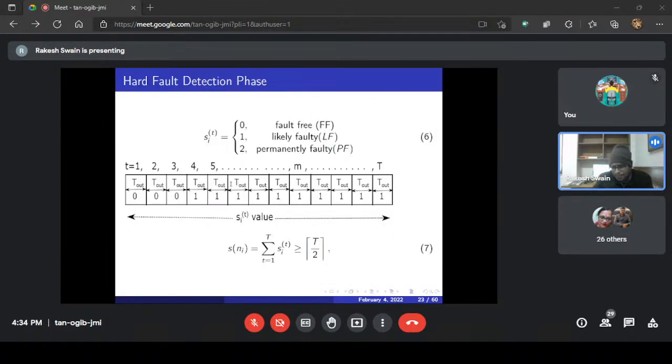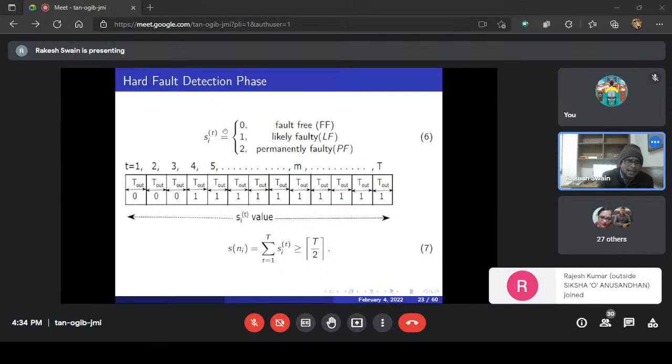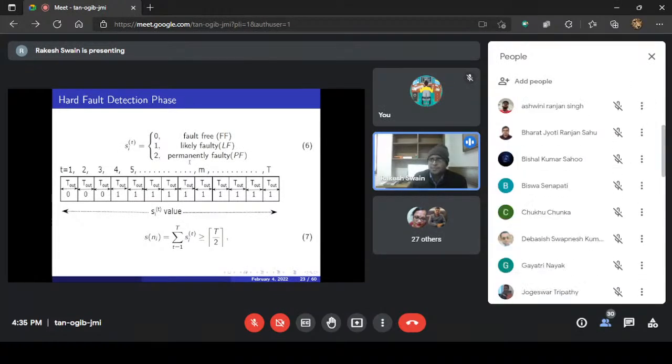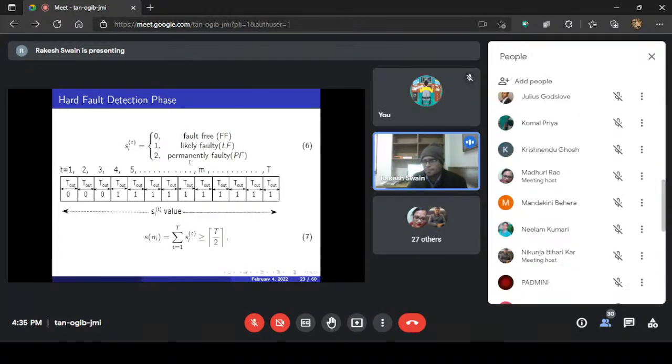So let's see how to detect the first type of fault. That is the hard fault. Okay, hard fault detection. I already told you that a hard fault is one that does not respond to the network. For each sensor node, a register is maintained with three values: 0, 1, and 2. 0 means fault free, 1 means likely faulty, and 2 means it is confirmed as faulty, permanently faulty.